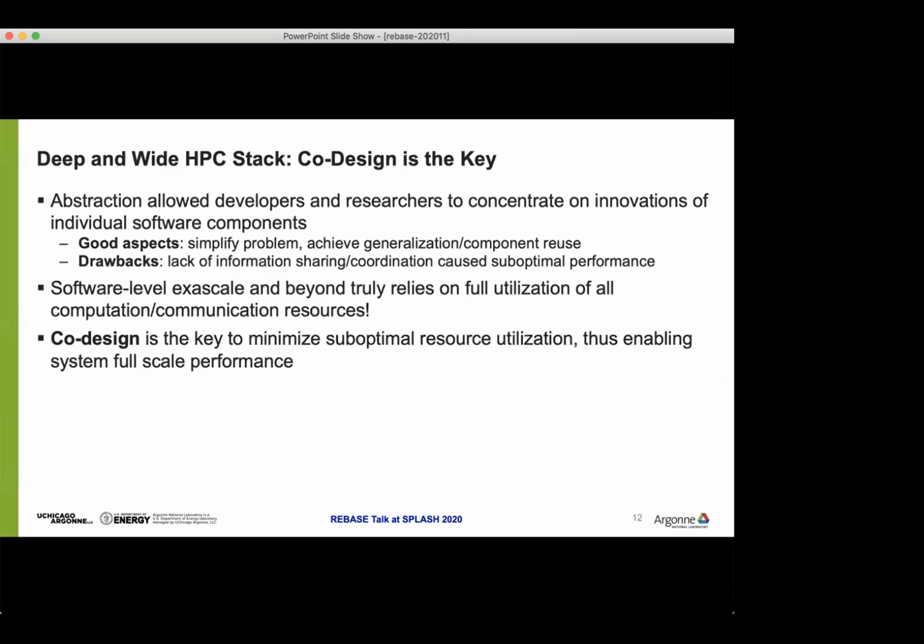So here we give the word co-design. What we are trying to do today is co-design across the different software stack and also between software and hardware. We are trying to minimize those suboptimal performance and suboptimal resource utilizations. Then we can enable full-scale performance in our HPC systems. That's basically what we are trying to do today.